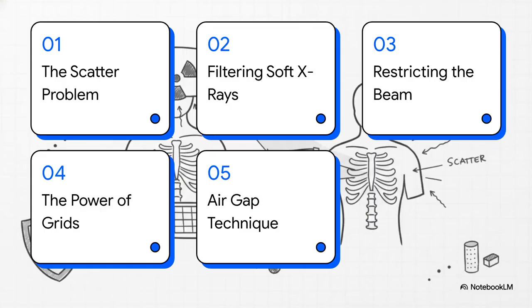Here's our roadmap for today. We're going to define the scatter radiation problem, look at filtering out soft X-rays, restricting the primary beam, unlocking the power of grids, and finally, using the air gap technique. Let's get right into it.